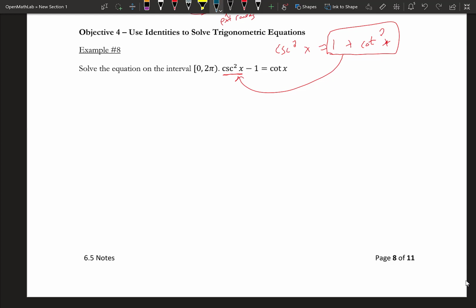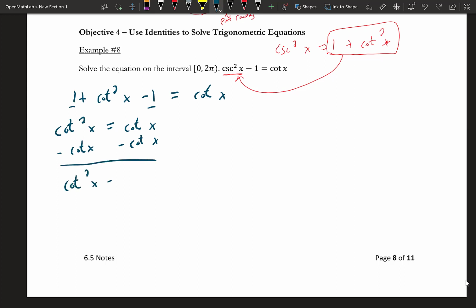So if I substitute that in, what I would have is 1 plus cotangent squared x, and then minus 1 equals cotangent of x. Notice the 1 minus 1 cancels out, so I'm left with cotangent squared x equals cotangent of x. Then I can subtract cotangent of x from both sides, and we get cotangent squared x minus cotangent of x equals 0. Then I could factor this. I could pull a cotangent of x out of both terms. That leaves me with cotangent of x times cotangent of x minus 1 equals 0.